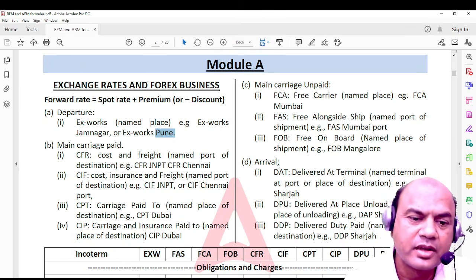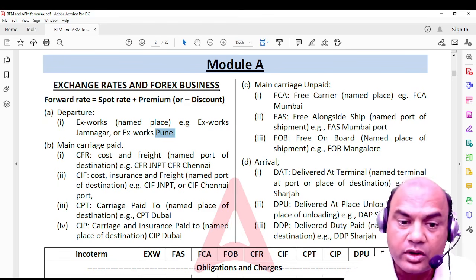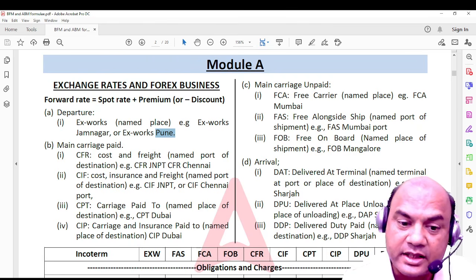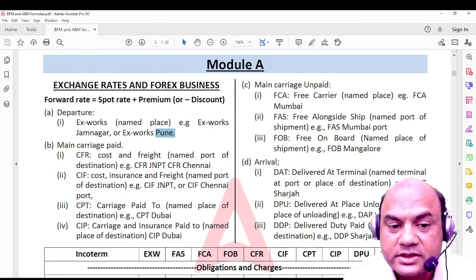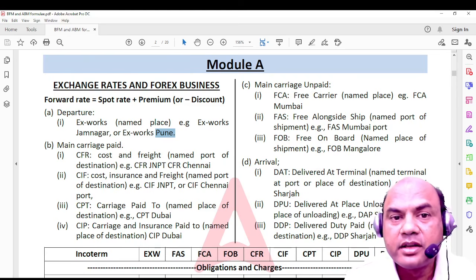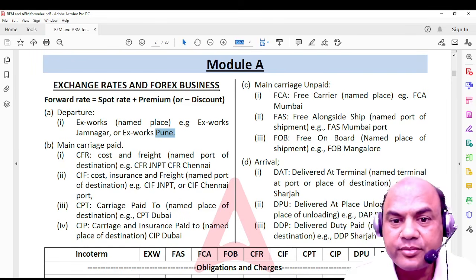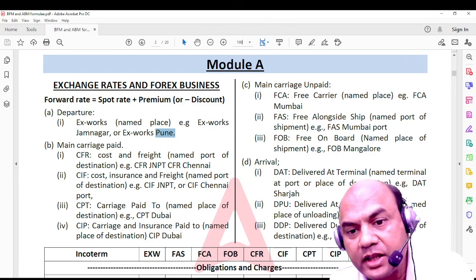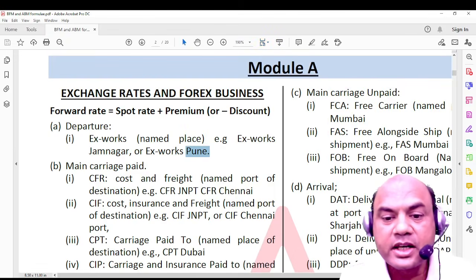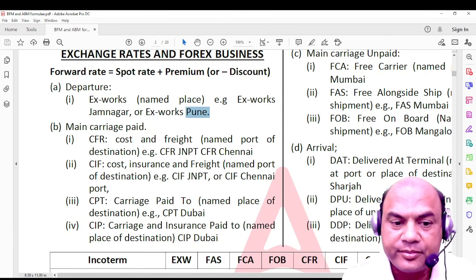Okay. CIF, cost, insurance and freight. Here you cover cost, freight and additionally insurance. Who covers this? It is the responsibility of the seller. Here everything we are talking about is of the seller. So the seller will cover this. Here the responsibility of the seller is going on increasing. Look at this. Now it's better.